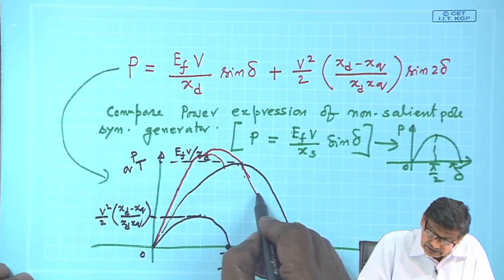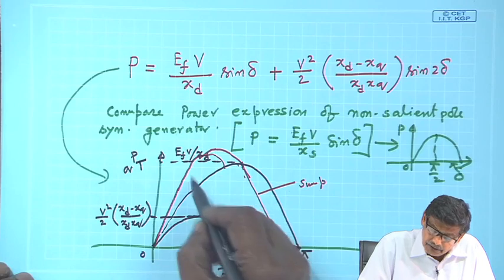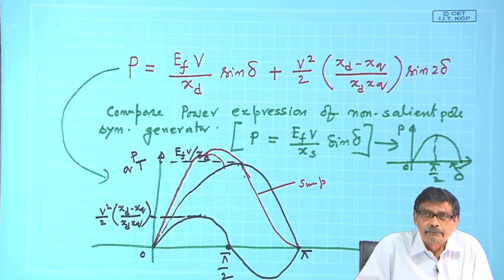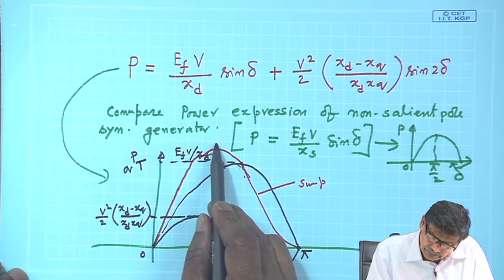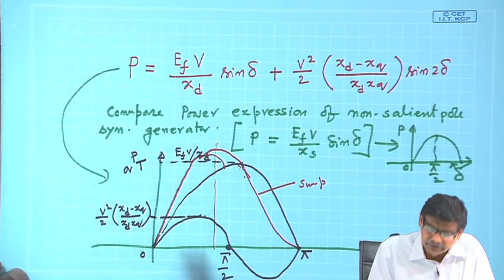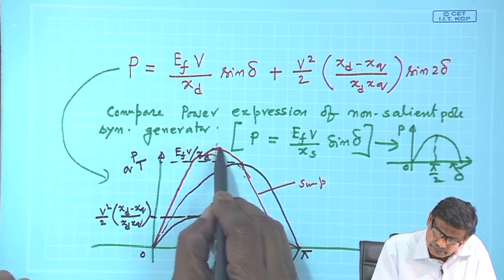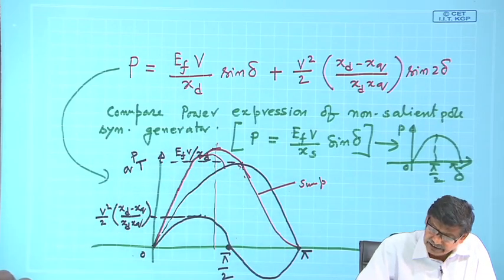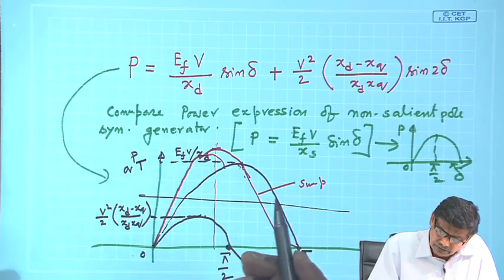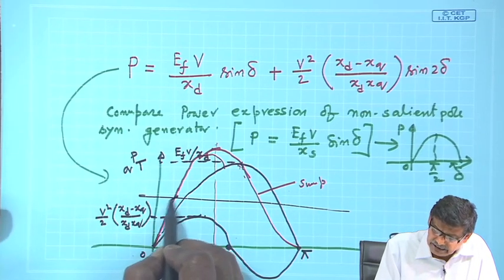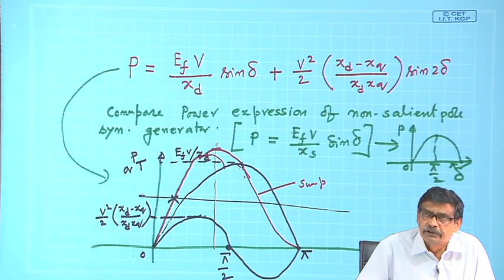This is the sum, that is, the total power will be that red curve. You see, the stable region will then occur slightly below this one; you cannot go up to 90 degrees before that maximum. The operating point will be decided by where the load demand is, and this will be the operating delta of the synchronous machine.